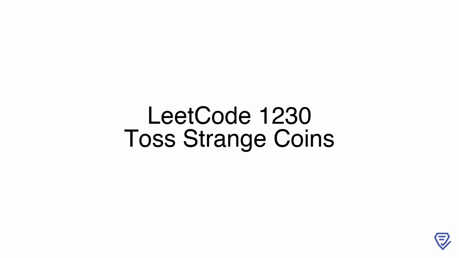In this session, we'll tackle LeetCode problem number 1230, Toss Strange Coins. This problem challenges us to calculate the probability of getting exactly a certain number of heads when tossing coins with varying probabilities of landing heads. It's a fascinating exercise in probability and dynamic programming. Let's dive into the details and break it down step by step.